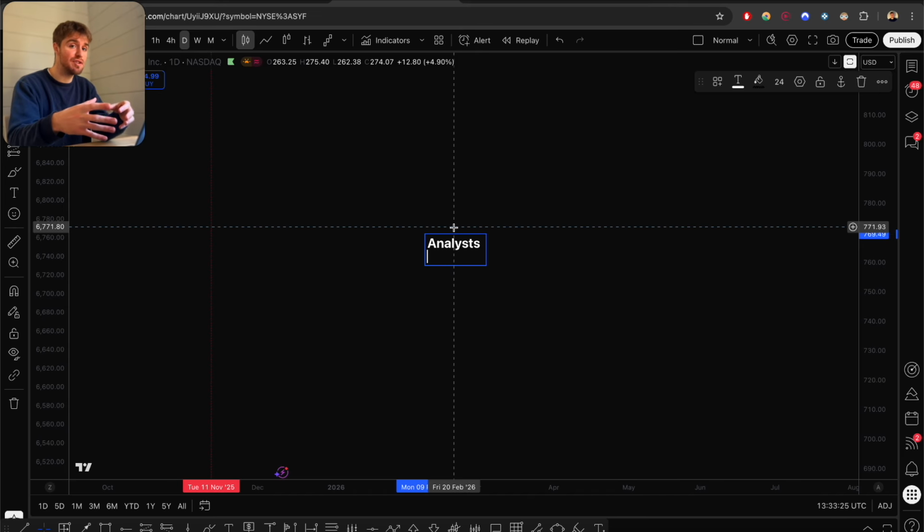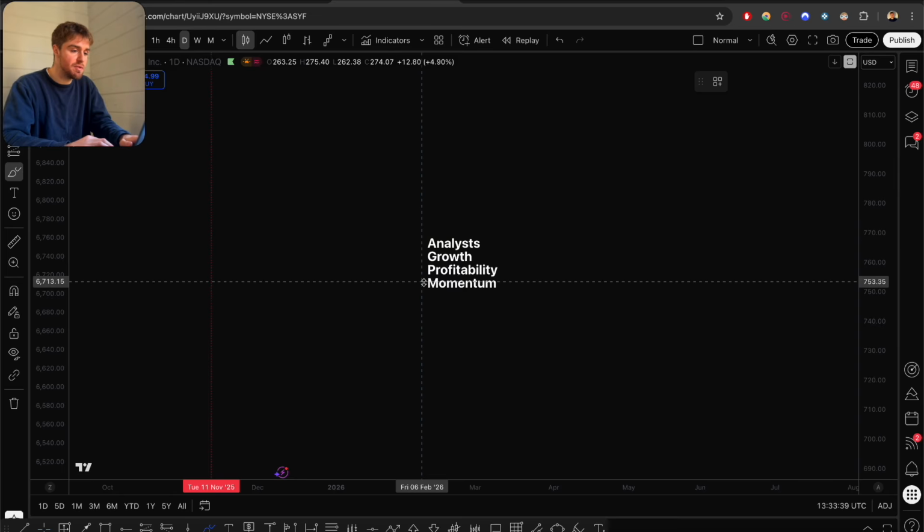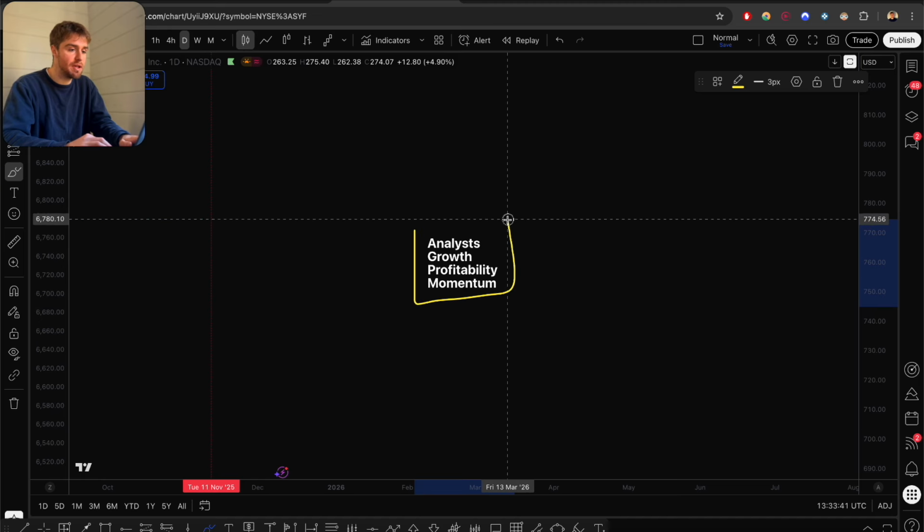So it's a high leverage data point to look at. Next one is going to be the growth, the profitability of the company, and the momentum. These are the big four categories in terms of the actual stock level that I'm looking at.